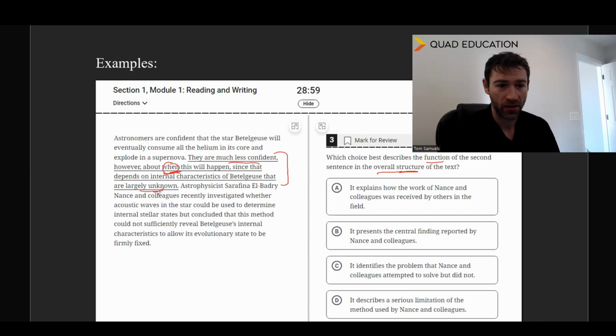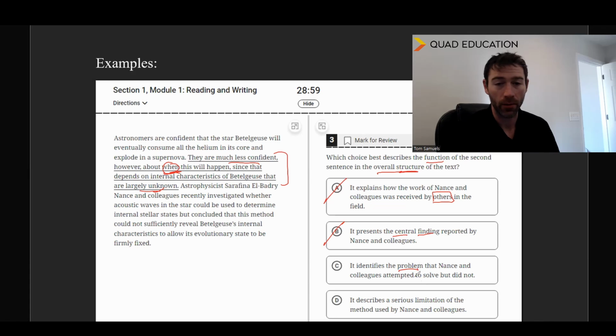Now let's take a look at the answers and see what we can get rid of. It explains how the work of Nance and colleagues was received by others. So this word right here, others, we have no idea how other people feel about this. It presents the central finding reported by Nance and colleagues. I think finding and also central doesn't really pertain to the idea here that there's uncertainty about when this star will collapse, so I'm going to say no to this one right away. It identifies the problem that Nance and colleagues attempted to solve but did not.